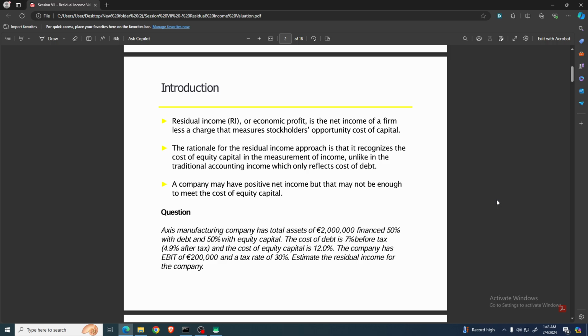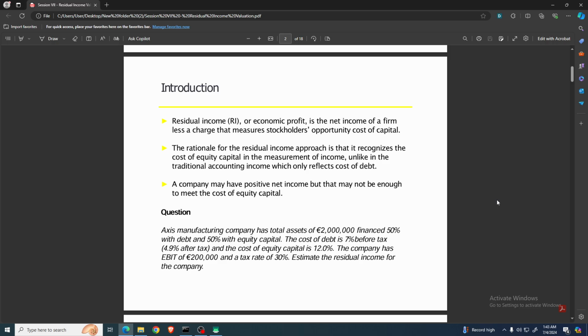So let's think of it like this. If you invest in a business, you'd want returns that compensate for both the risk and the capital you have invested, right? So in that scenario, residual income measures if the company's profits exceed these expectations.